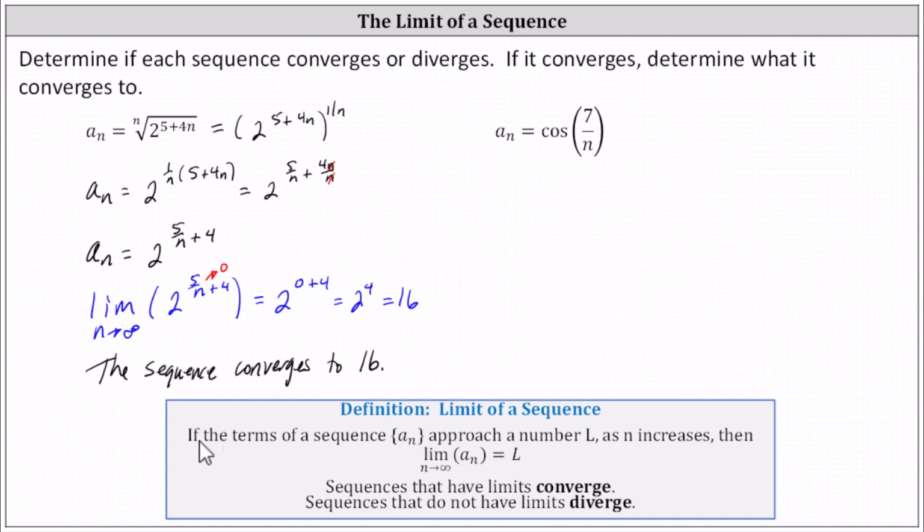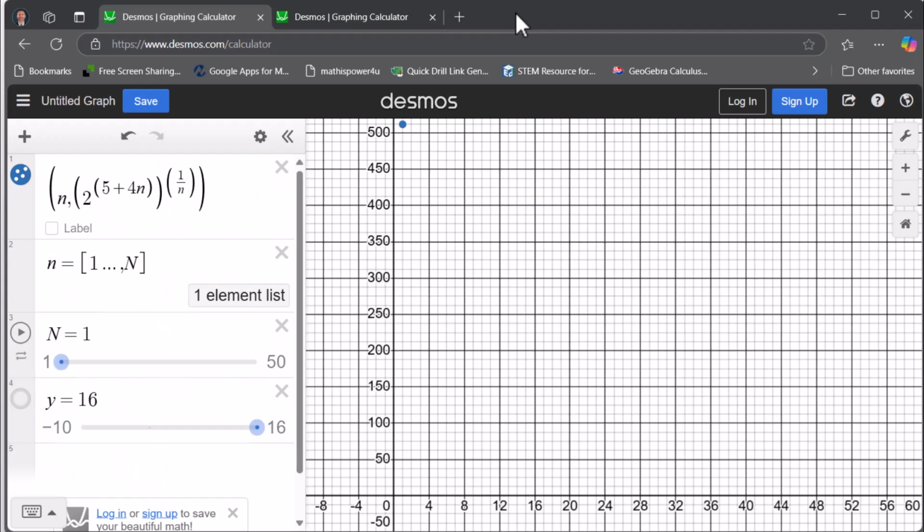Let's take a look at this graphically. To take a look at a sequence graphically, we can look at points on the coordinate plane in the form of n, comma, a sub n. Notice here I've entered the exponent of 1 divided by n rather than the nth root. And now we'll look at the first 50 terms.